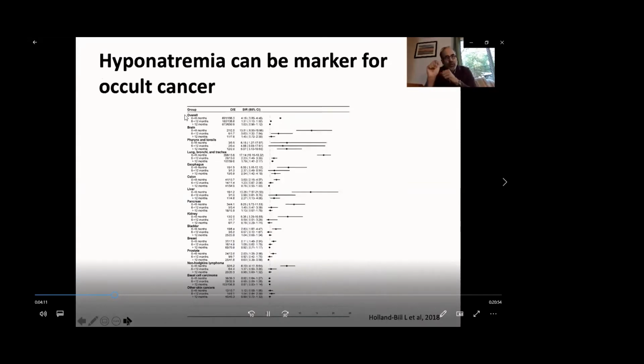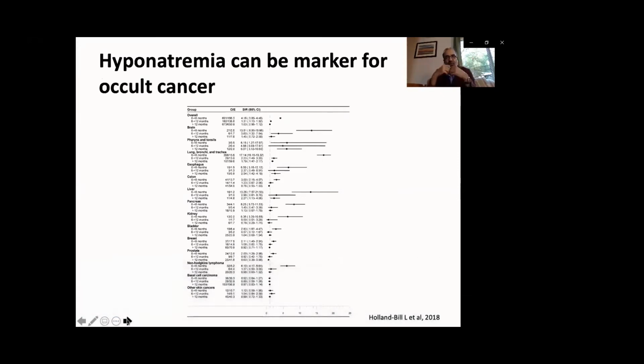Now, it is also important to keep in mind that in patients who do not have a diagnosed cancer, those individuals who come with hyponatremia, if you were to follow them, have a high risk of developing cancer down the road. So they have occult cancer.